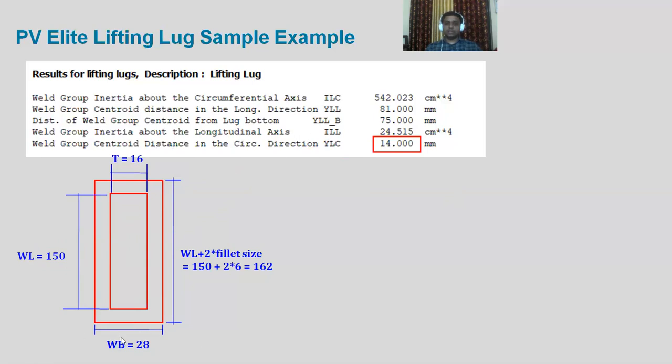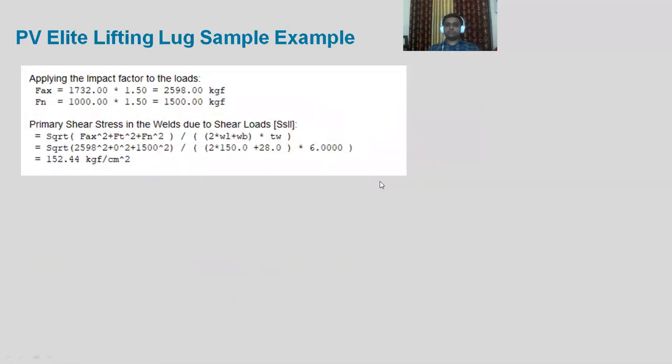Then the weld group centroidal distance along the circumferential direction. Along the circumferential direction, the width is 28. 28 by 2 is how much? 14. So that's the value which has been considered over here. That's the reason why WB has to be width plus 2 times fillet size, and the length has to be only WL at the input. So the software will correctly consider all the dimensions, and we have seen that the answers are matching with the software, right?